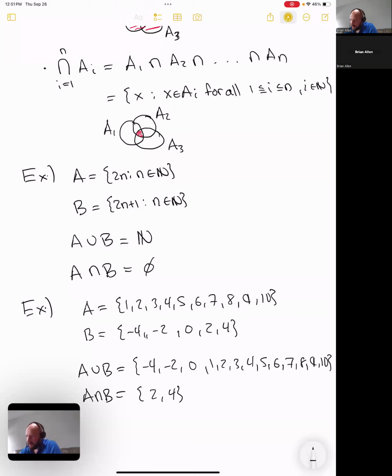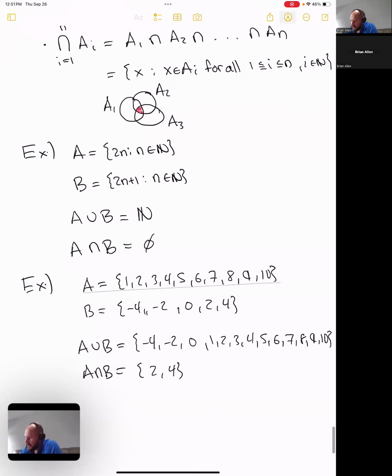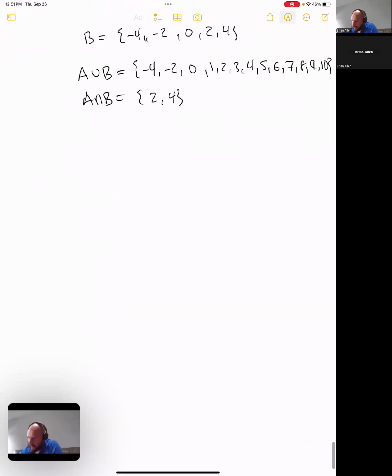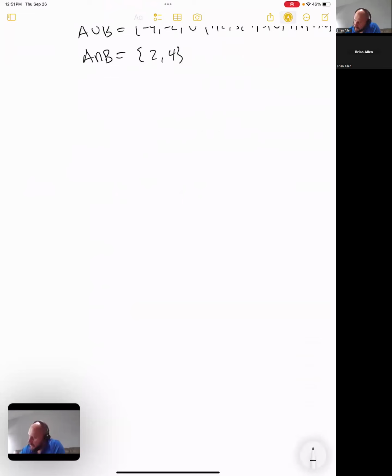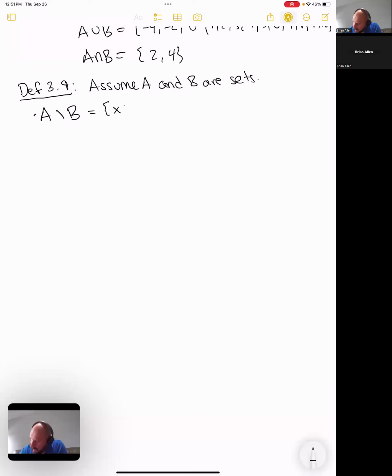Okay, very good. So those are some examples of unions and intersections. Now I want to add some more operations to our list here. So this is Definition 3.9. So again, we assume A and B are sets. Then we want to know what it means to take A set minus B. That's how you say it out loud, A set minus B. So you have to be in A and you have to not be in B, okay?